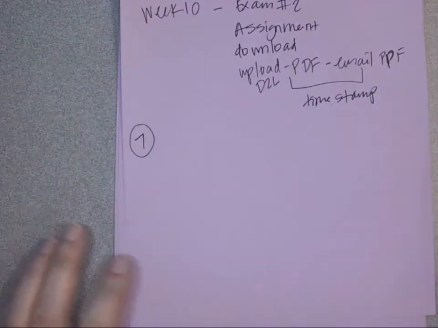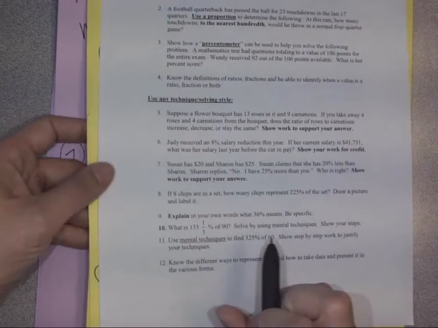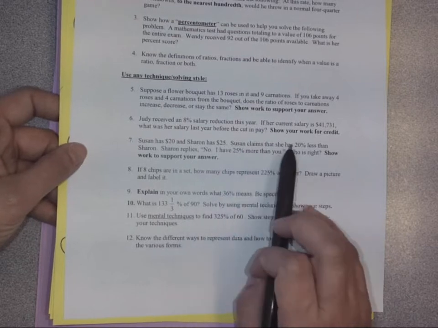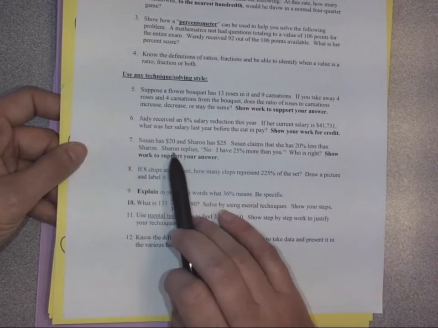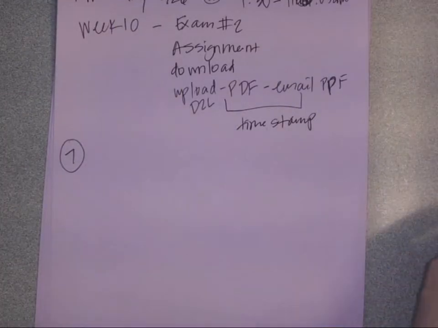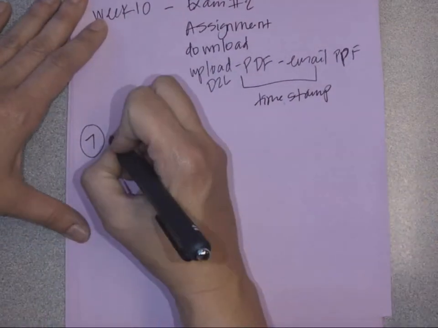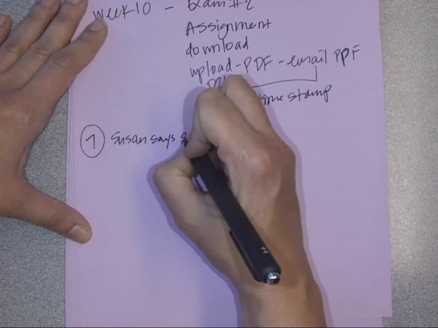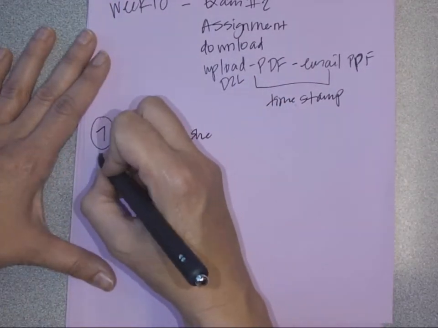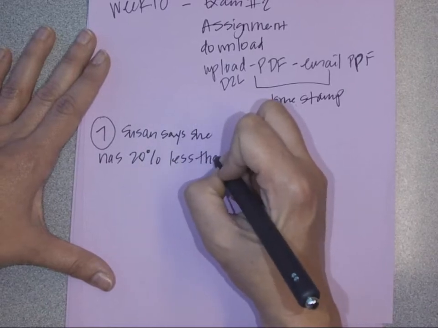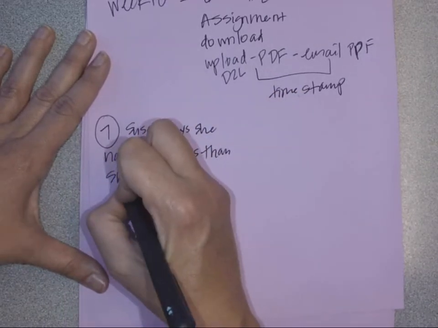So on number 7, there's 2 different statements, and you're trying to see which one's true. Susan has $20 and Sharon has $25. Susan claims that she has 20% less than Sharon. Sharon says, I have 25% more than Susan, and we're trying to figure out who's right there. So the 2 statements. One statement is Susan says she has 20% less than Sharon.